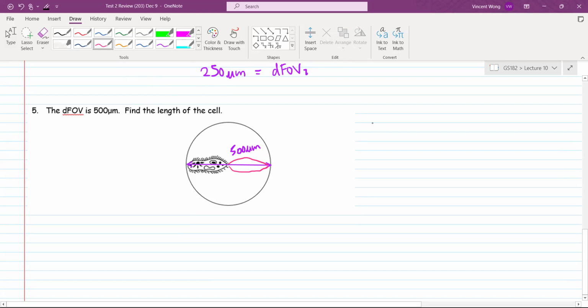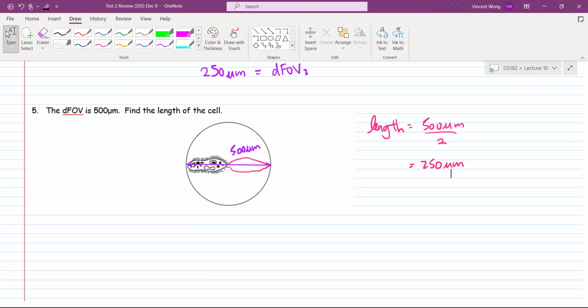So that means the length is going to be 500 micrometer divided by 2, because you can fit 2 cells. If you can fit 2.5, then you divide by 2.5. If you can fit 4 cells, then you divide by 4, right? And that's going to be 250 micrometer.